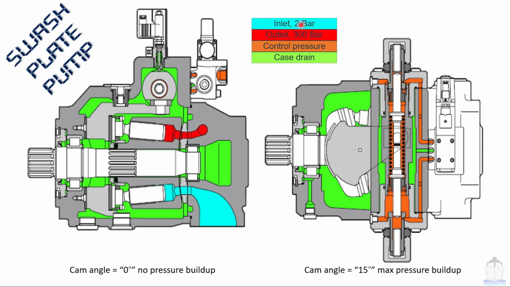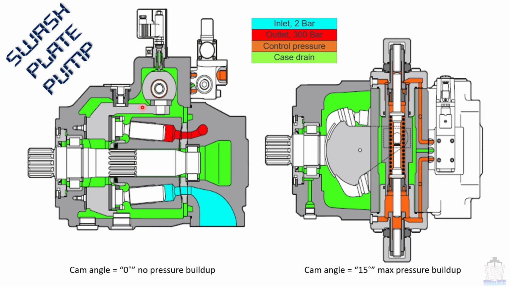Here some parameters are given. In blue color, this is showing inlet pressure of 2 bar, red color outlet pressure 300 bar, this brown color is control pressure, and the green color is case drain. This is case drain. These are all control pressure, which basically drives this main hydraulic valve, which contains this taper part. This is inlet pressure and this is outlet pressure.